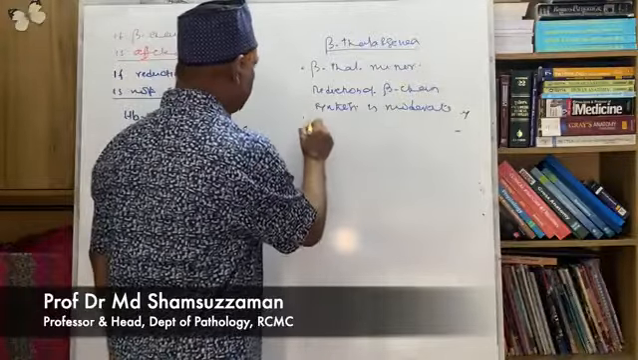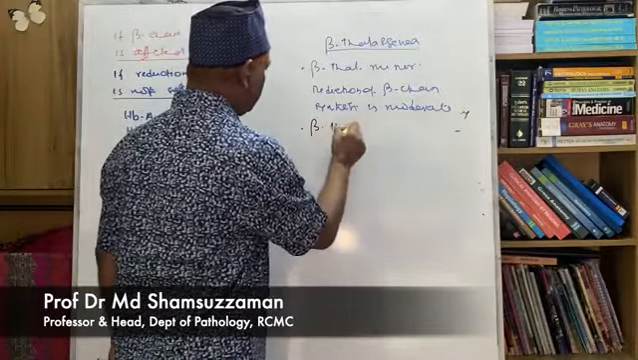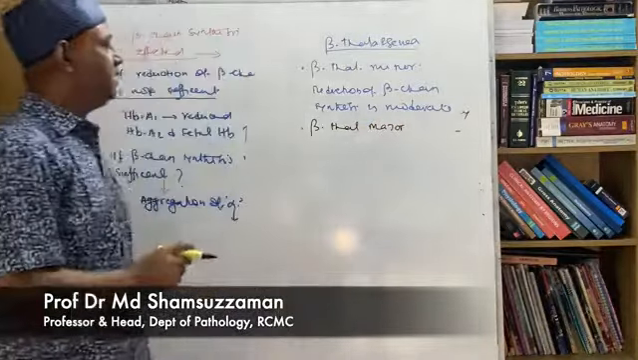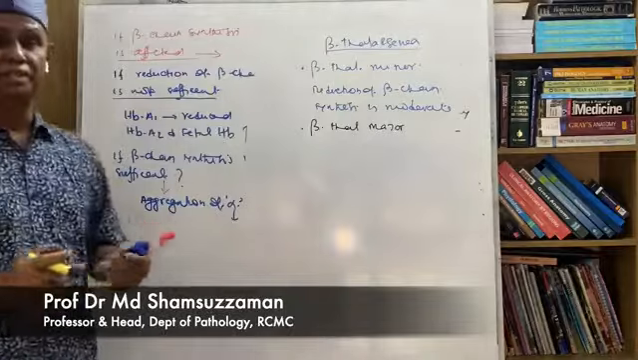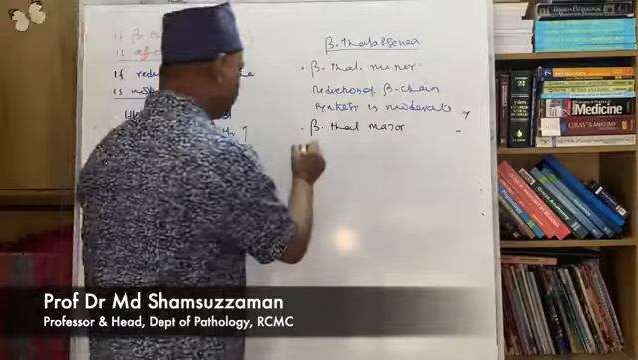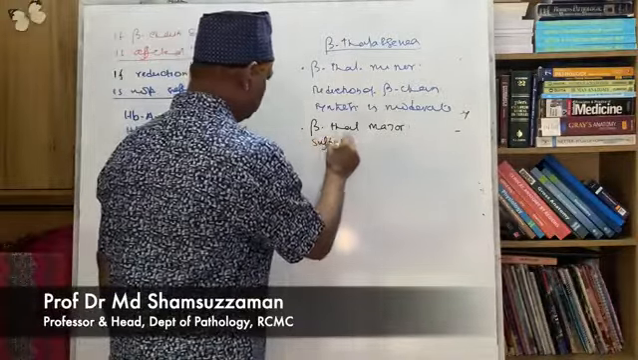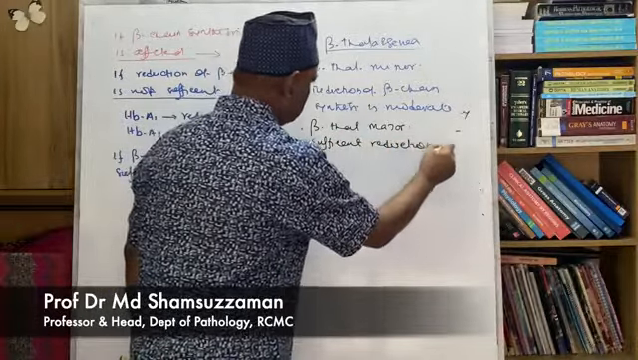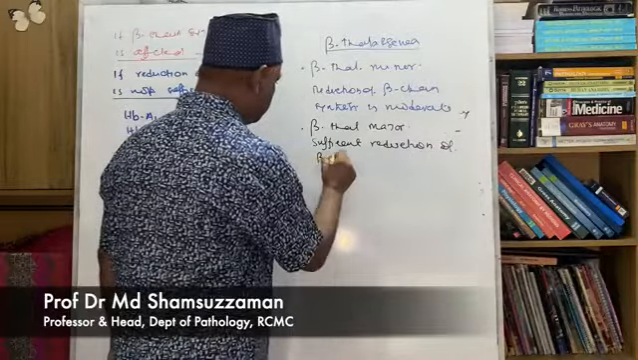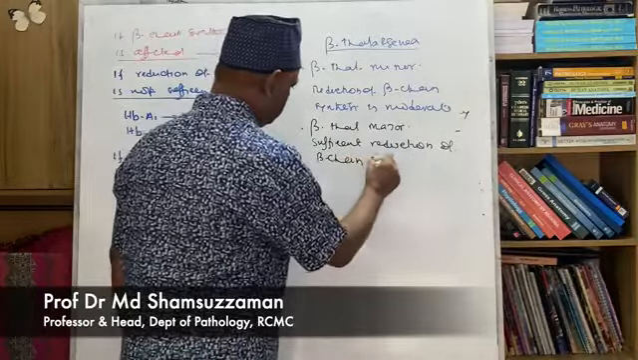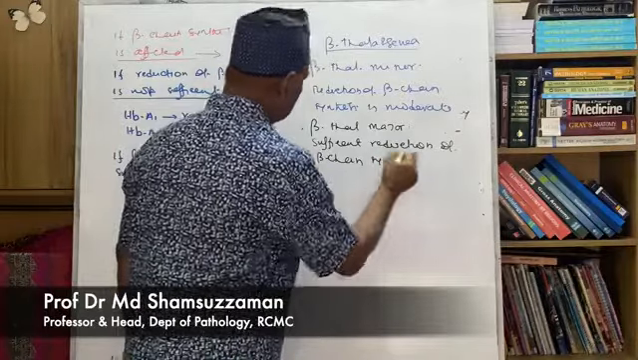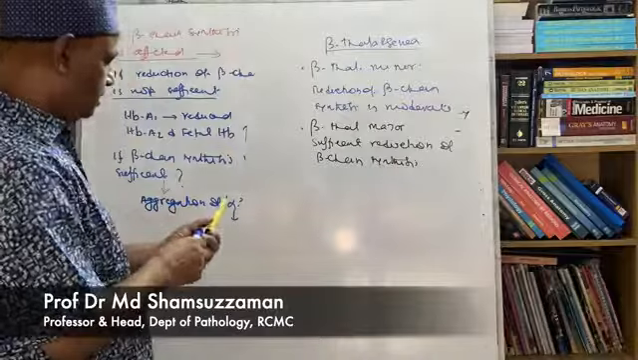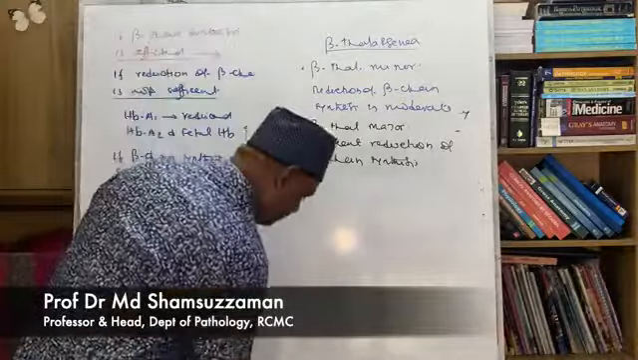Another is beta thalassemia major. What does it mean? Here the reduction of beta chain synthesis is sufficient. So sufficient reduction of beta chain synthesis. This beta thalassemia major is again classified into 2.